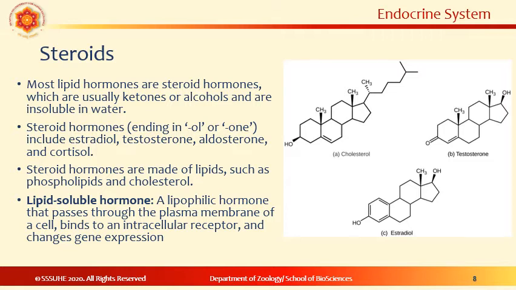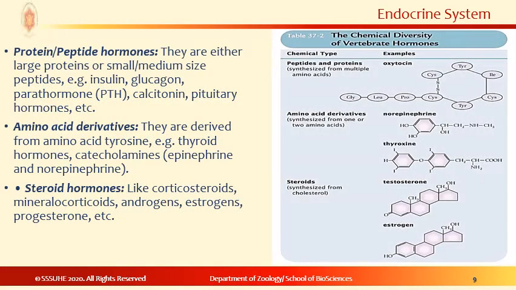Most lipid hormones are steroid hormones that are derived from phospholipids and cholesterol. These are insoluble in water. Steroid hormones end with OL or ONE. Examples of steroid hormones are shown in the picture. It also shows the structure of the cholesterol from which testosterone and estradiol are synthesized. This slide is a summary of what we learned and examples of hormones from each category.